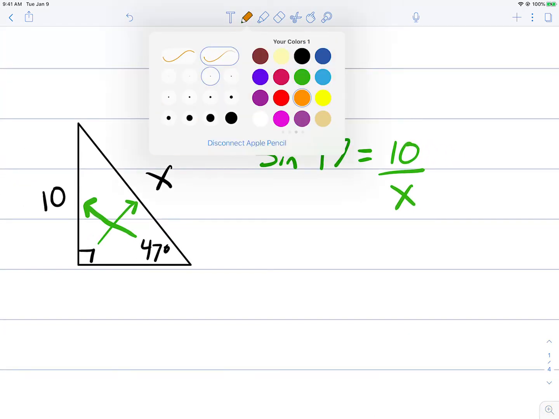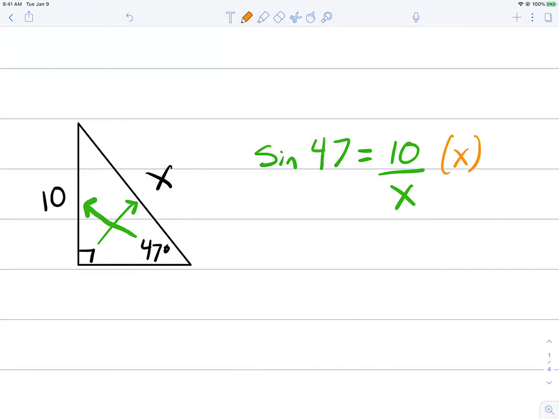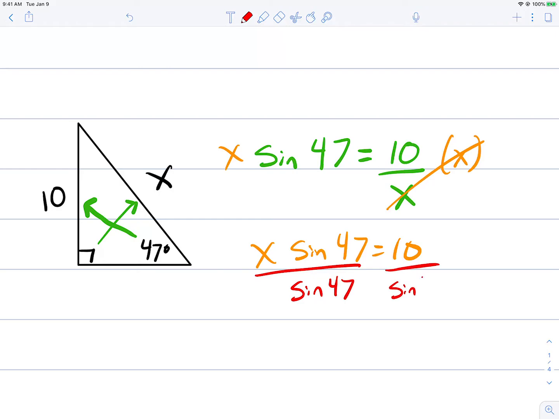So if I solve this, I'm first going to multiply both sides by x just to get my fraction gone. So I have x times the sine of 47 equals 10. And now I'm going to divide both sides by the sine of 47 so that my x is by itself. And if I put 10 divided by the sine of 47 into my calculator, I get about 13.7.